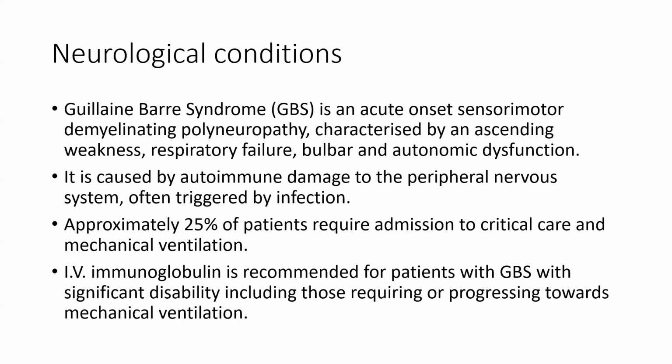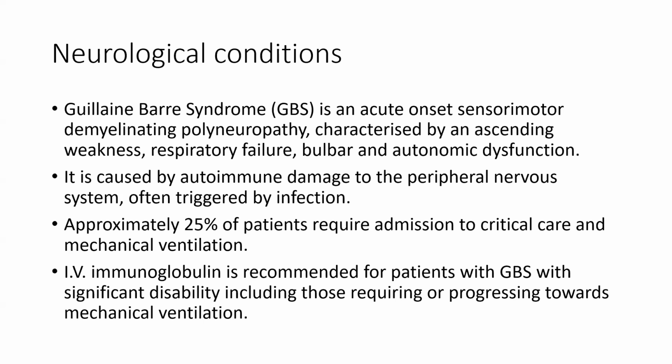Then about neurological conditions. Guillain-Barré syndrome is the acute onset sensory motor demyelinating polyneuropathy, which is characterized by ascending weakness, respiratory failure, bulbar and autonomic dysfunction. It is caused by autoimmune damage to the peripheral nervous system, often triggered by infection. Approximately 25% of patients require admission to critical care and mechanical ventilation.